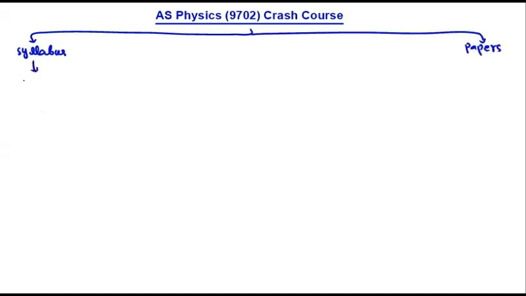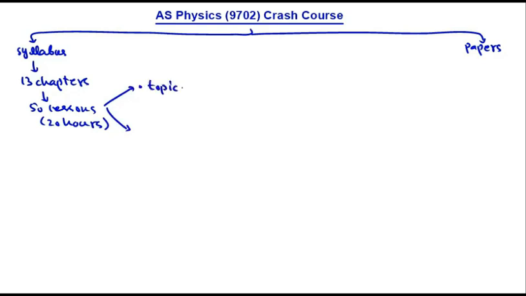Students, altogether there are 13 chapters in the AS Physics syllabus, and I plan to cover all of them in 50 lessons of total time duration about 20 hours. Students, each lesson will consist of two parts. In the first part, we will learn 1, 2, or 3 topics of AS Physics in about 10 to 12 minutes, depending on the size of the topics, of course.